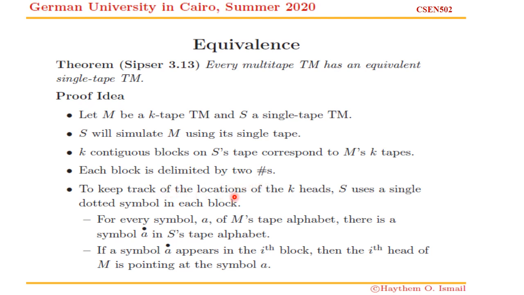Now, to keep track of the locations of the K heads, S uses a single dotted symbol within each block. For every symbol A of M's tape alphabet, there is a symbol A-dot in S's tape alphabet. And if a symbol A-dot appears in the ith block on S's tape, then the ith head of M is pointing at that place and the symbol A, as we saw in the example.